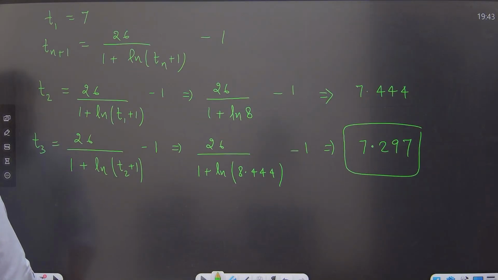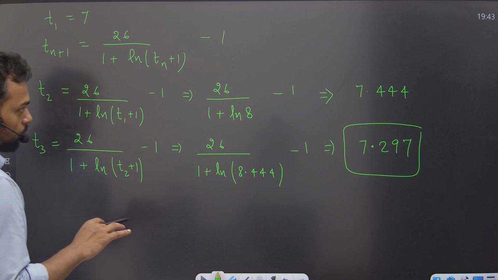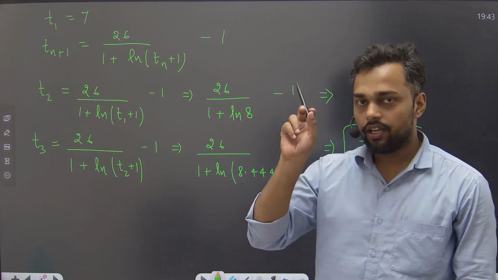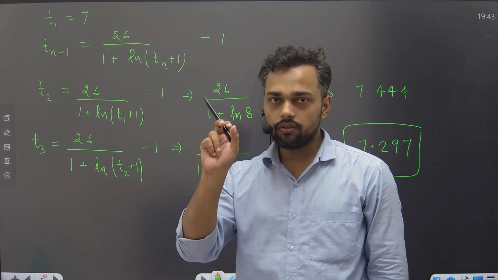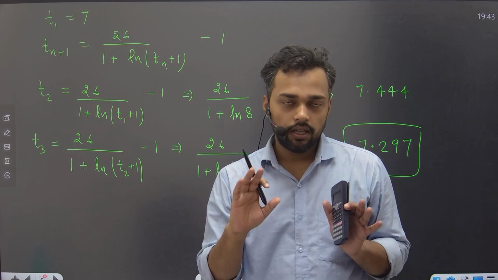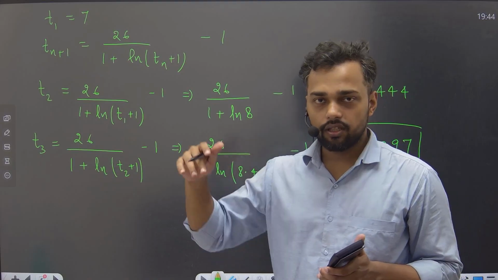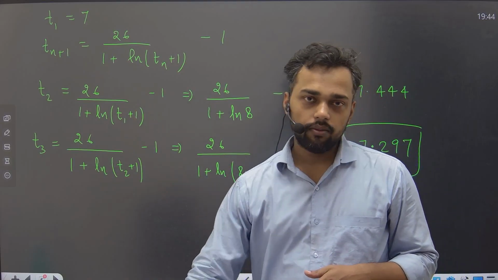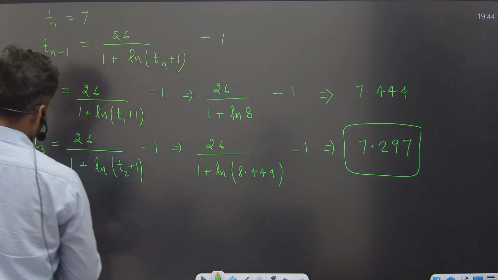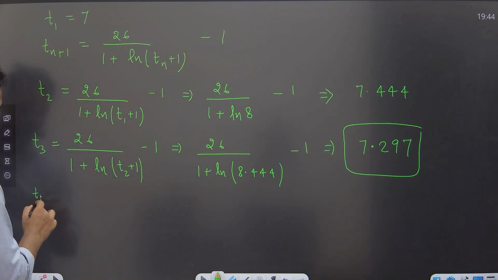For repeated iteration, we just need to plug in the values continuously. Whenever the value is not changing, meaning it is nearly the same for the repeated iteration method, this will be the maximum value. So again, we will be plugging in the value of T3 to get T4.